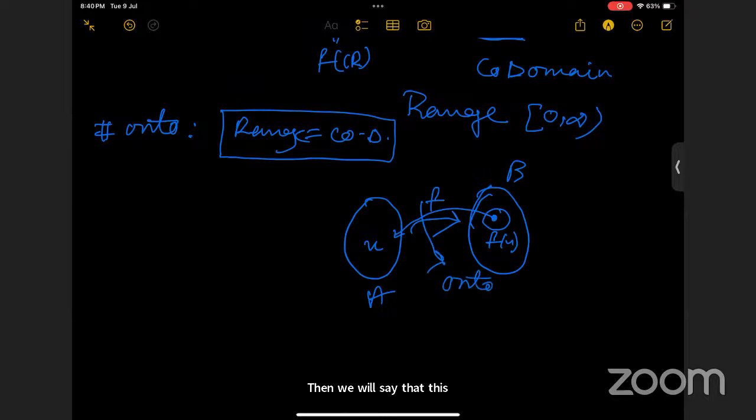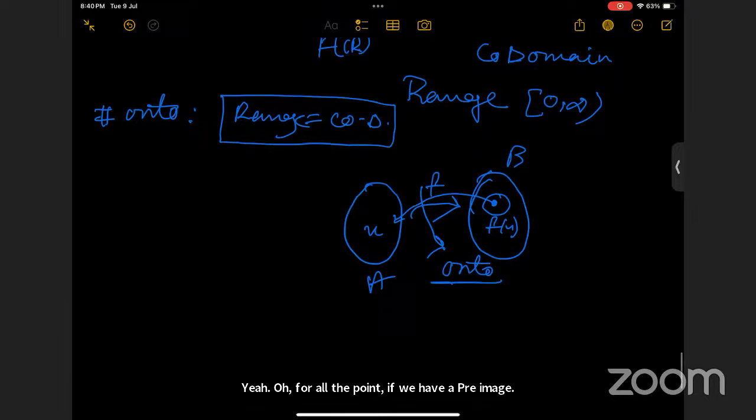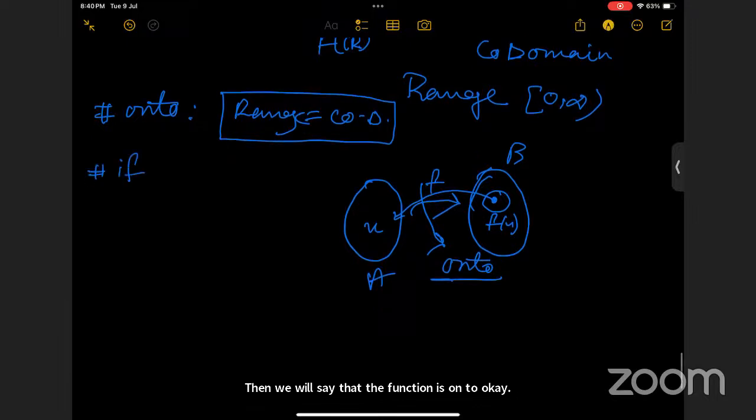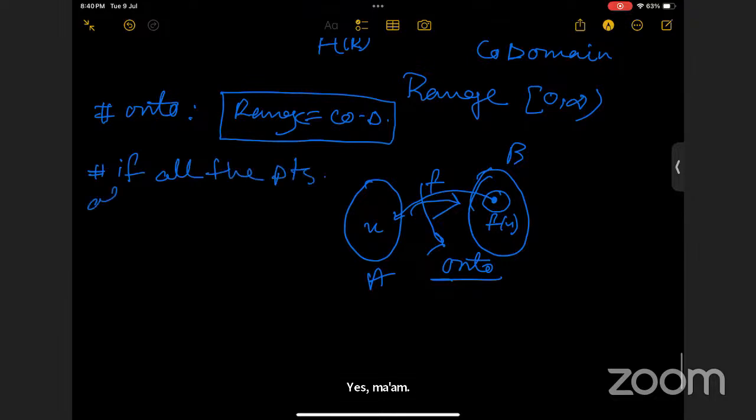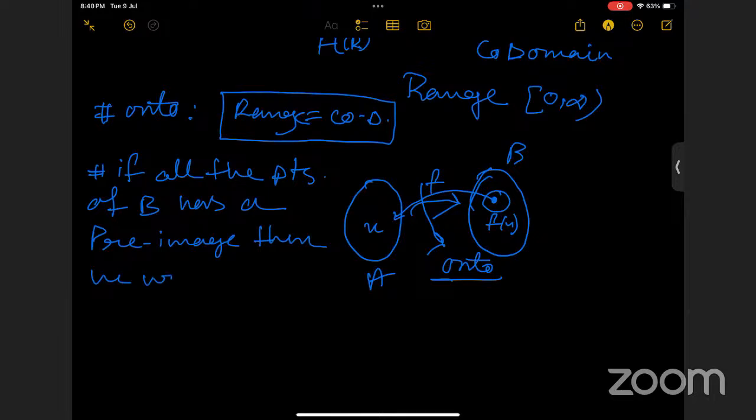That means in B, all the points are matched with A. For all the points, if we have a pre-image, then we will say that the function is onto. Okay. Yes, ma'am. So if there is a pre-image, we will say f is onto.